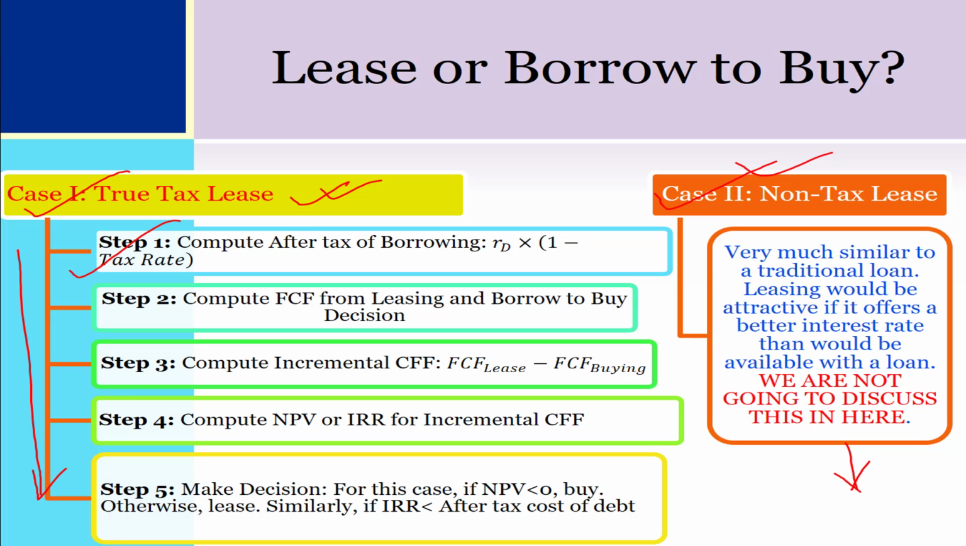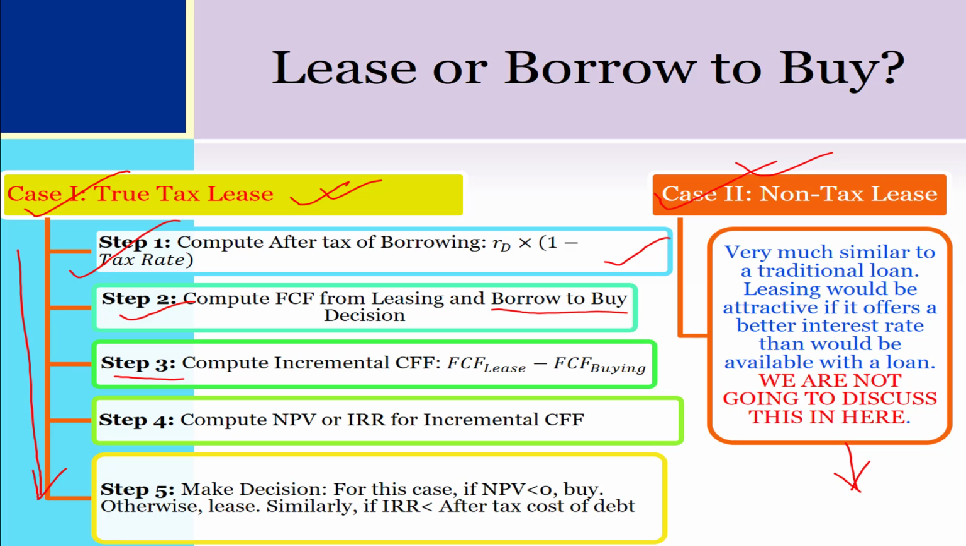Step 1, first you compute the after-tax cost of borrowing. Remember, all the debt you borrow to run your business has some tax benefits. Therefore, when you make this kind of decision, you always have to consider the after-tax cost of borrowing, not before tax. Your first task is to find out what the after-tax cost of borrowing is. Second, you need to compute the free cash flow from leasing and the free cash flow from borrowing. That would be your second step.